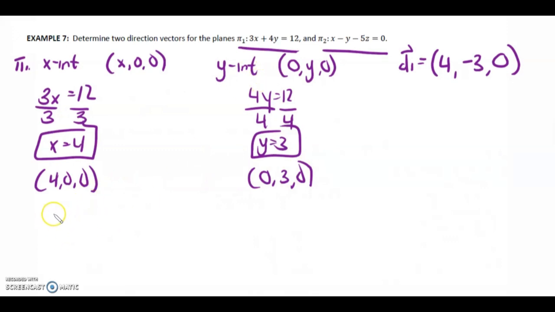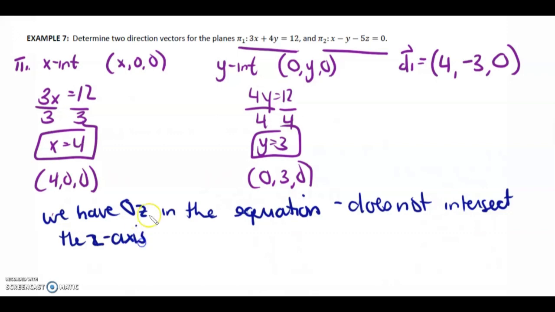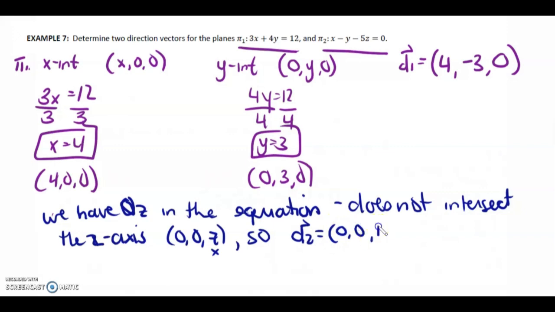So, as we can see, we have 0z in the equation. Okay, so we got to think about what that means. It does not intersect the z-axis. Or else we would have been able to sub in 0 for x, 0 for y, and then solve for z, but we don't have that z, so we cannot do that. So what we're actually going to have is a second direction vector, and it's going to be in the form 0, 0, 1. Essentially, it's in the form 0, 0, z, as long as z does not equal 0, right? Because, again, direction vectors are scalar multiples, so we just can't lie on the z-axis.